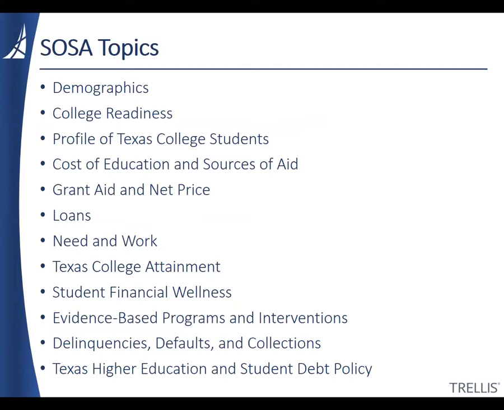So now let's get into the SOSA report. It covers a variety of topics related to higher education. It starts with demographics, looking at things like race and ethnicity projections and poverty rates. And then it moves through some pre-college topics and then into college, describing college students and how they pay for school. After a section about college attainment, we look at student financial wellness and programs aimed at improving retention. And following that is a section on loan repayment outcomes, and then a section taking a broader look at statewide higher education and student debt policies.